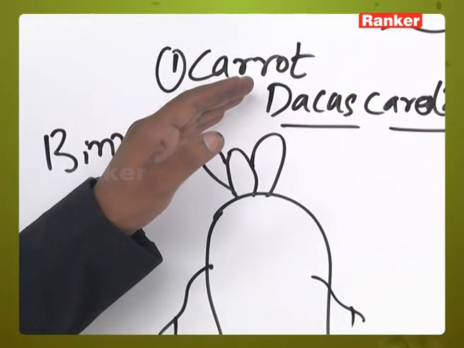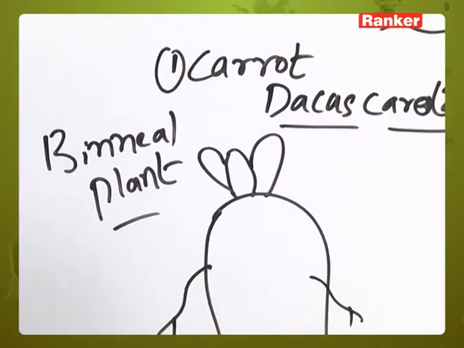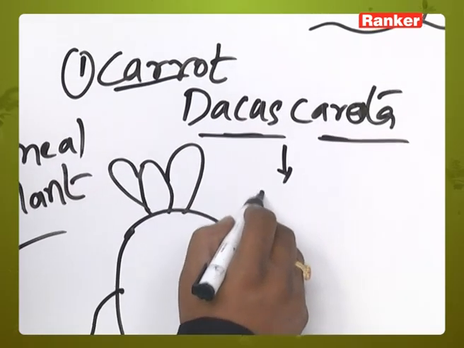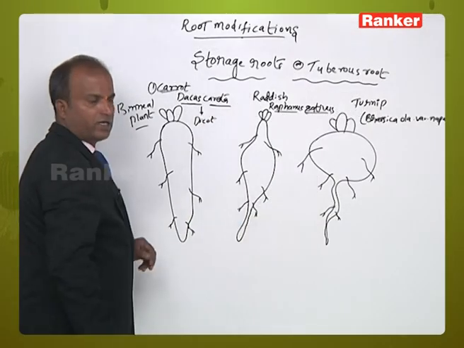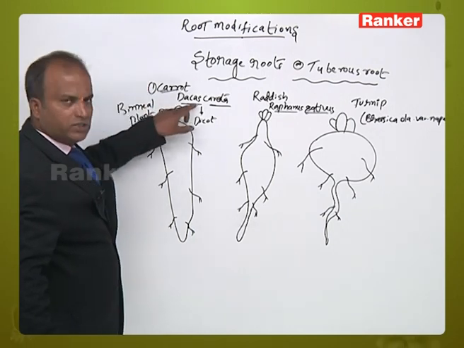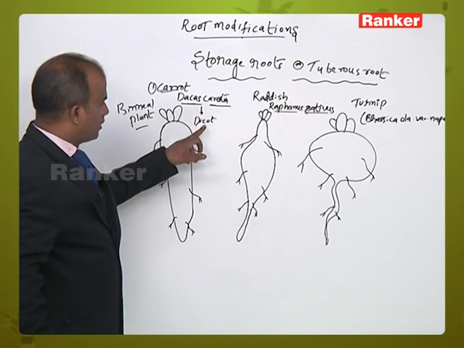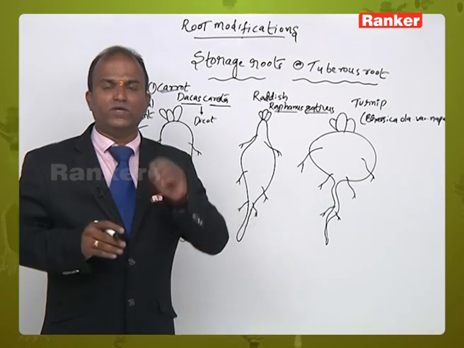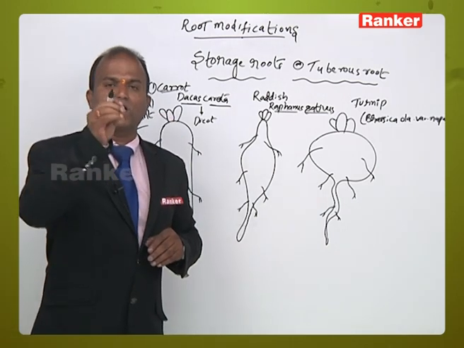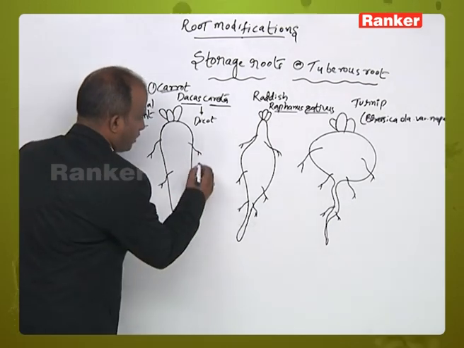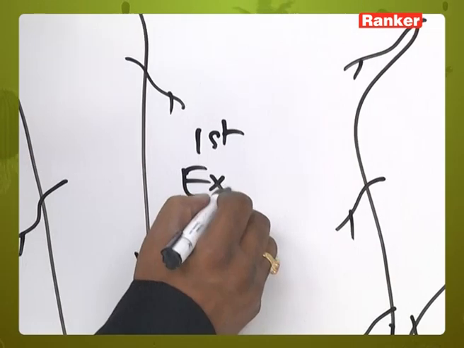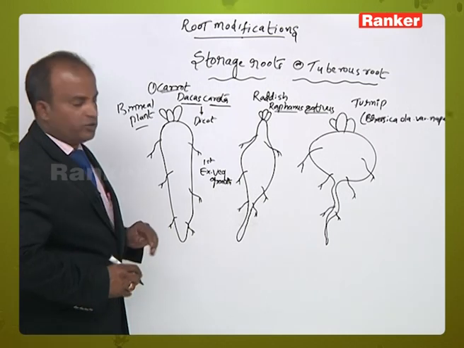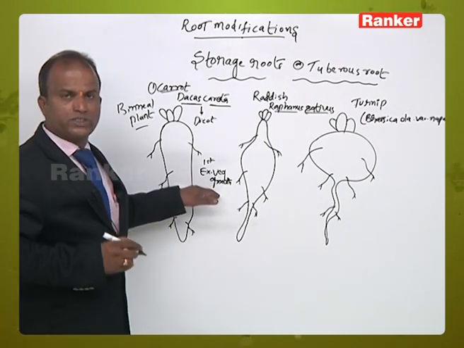And what are the examples of these biennial plants? One is carrot, Daucus carota. It is one of the dicots. During the first year, it shows excellent vegetative growth, very excellent vegetative growth is occurring, due to which more leaves are produced.